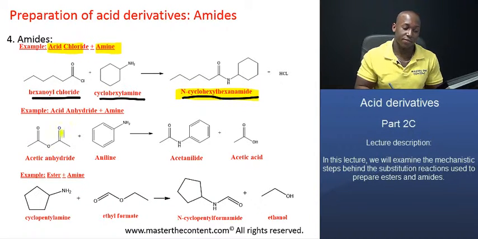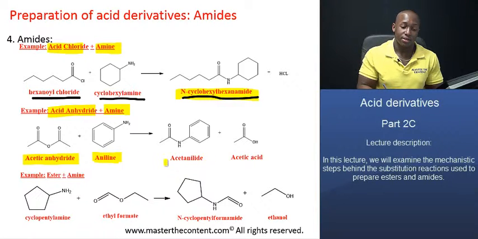We can also have, in the case of an acid anhydride, acetic anhydride, once again reacting with an amine. In this case it would be aniline to form acetanilide and our acid byproduct, acetic acid.